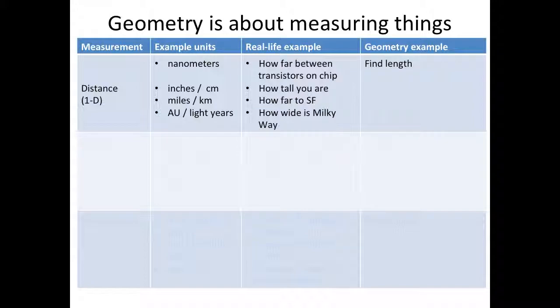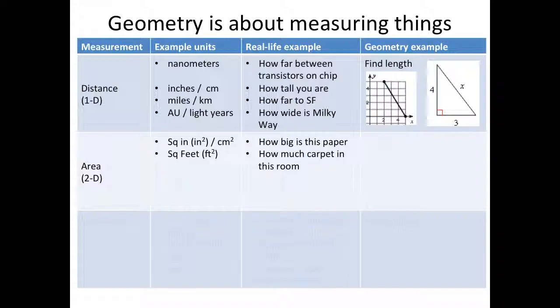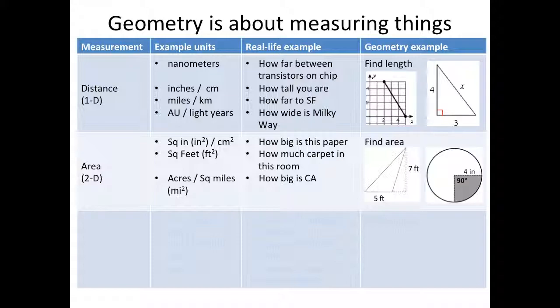And in geometry, we have to find the length. So we've seen problems like that where we use our distance formula, or we have to find that length of that missing side. We also have studied in geometry area, or two dimensions. For example, we use square inches or square centimeters to figure out how big is a piece of paper, square feet to talk about how much carpeting or flooring there is in a room, acres or square miles to talk about how big is California. And we find area problems like this. We have to find the area of that rectangle, of that triangle, find the area of that sector of the circle. And hopefully at this point you all feel very comfortable about all of those different things.